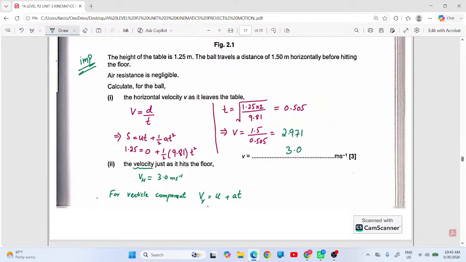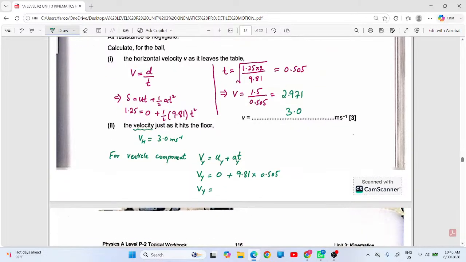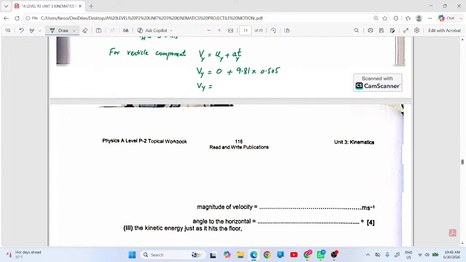Vertical component, initial, final. So vy is unknown. Initial vertical component of velocity is 0. a is 9.81. टाइम हमने निकाला था ना, time था 0.505. So the vertical component becomes 9.81 into 0.505, which is 4.95. 4.95 is the vertical component.